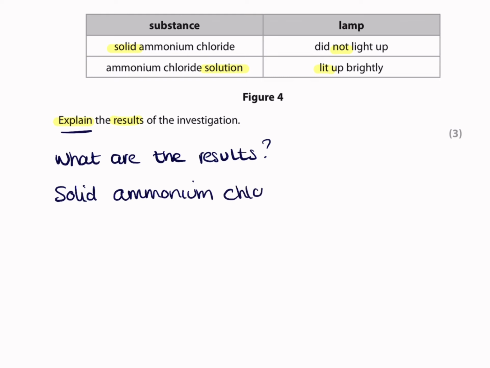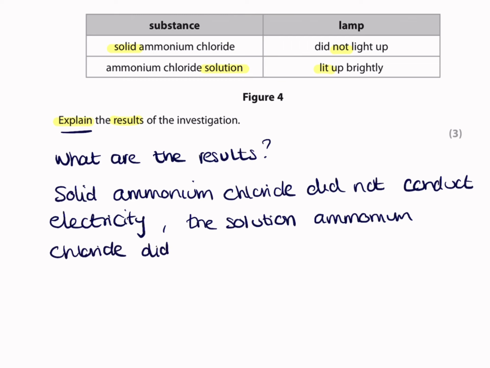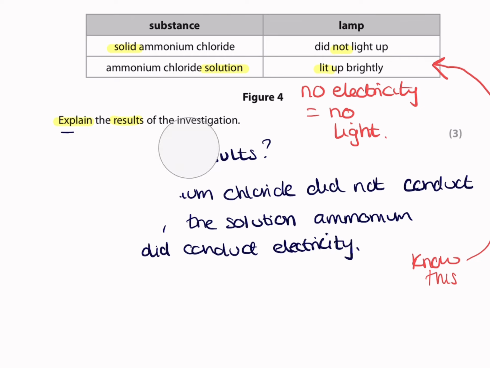So what are the results? We have that the solid did not light up and that the ammonium chloride solution did light up. Therefore, what that must mean is that solid ammonium chloride did not conduct the electricity, whereas the ammonium chloride solution did conduct electricity. Okay, otherwise there would be no lighting up. So that would be our first point. That's what the results are, and we know this because it literally tells us in the table. We just have to change it over: no electricity means no light. That's for our first bit.